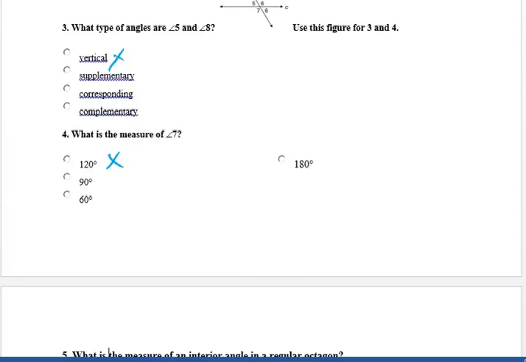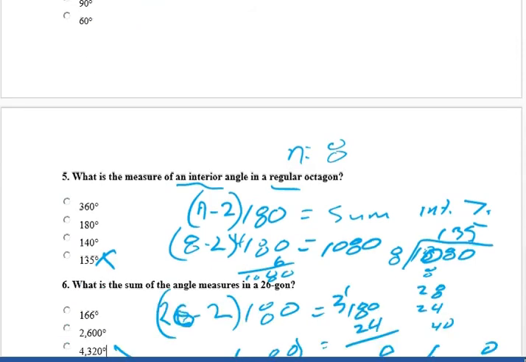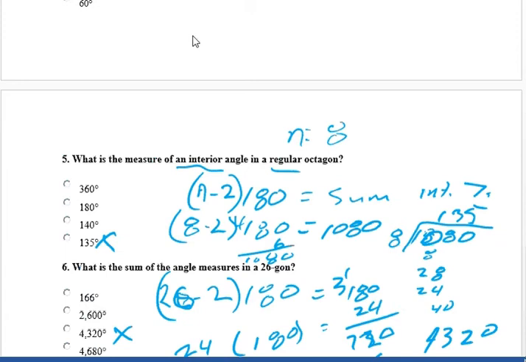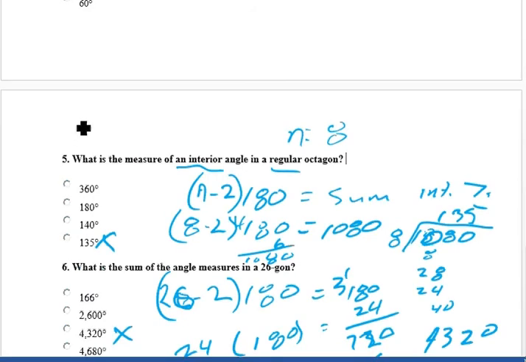Now we're getting up to number 5. What is the measure of the interior angle of a regular octagon? So an octagon is 8-sided. Yeah, now I got my pen working. So n, the number of sides, is going to be 8, and we have this formula here that says n minus 2 times 180 will equal the sum of the interior angles.